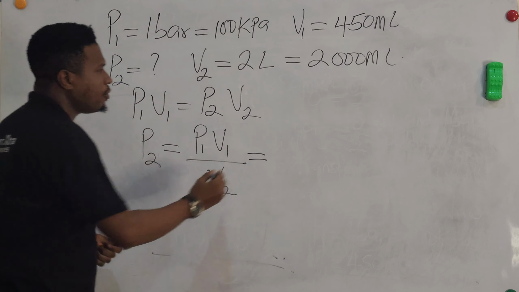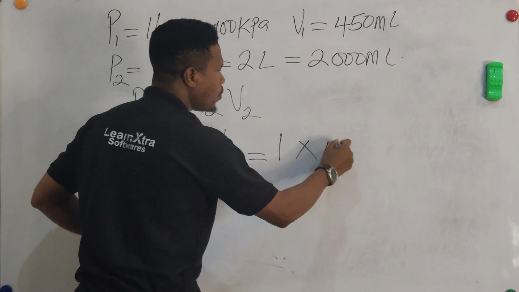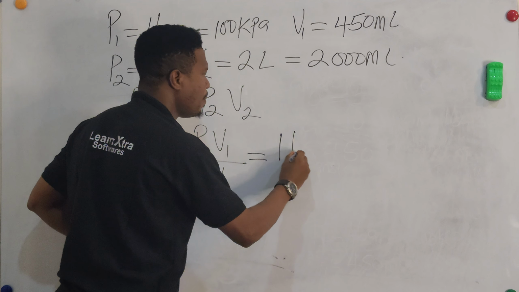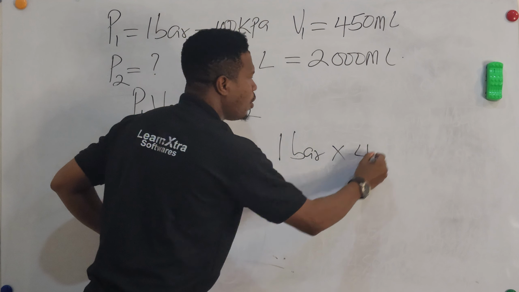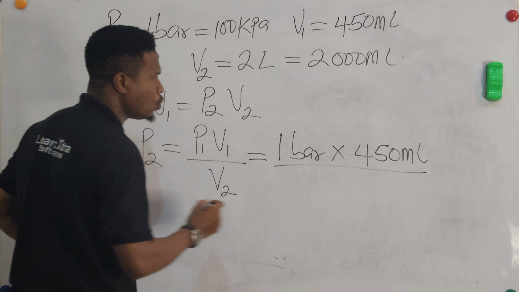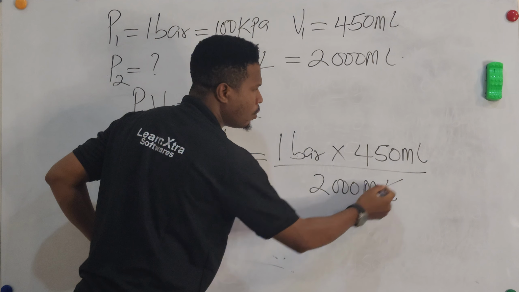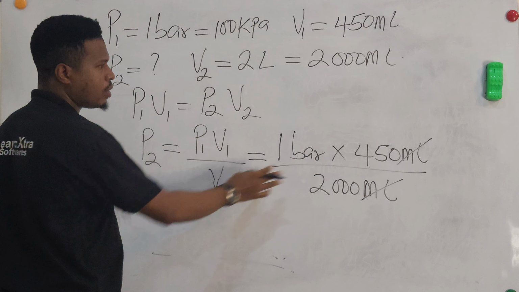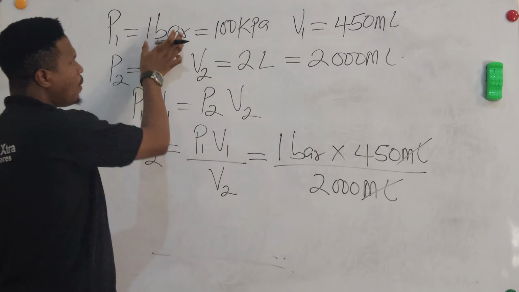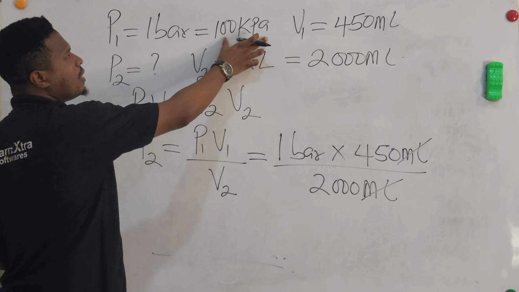So we're going to have 1 times V1. V1 is 450. Let's work with units: 1 bar times 450 ml all over V2, which is 2000 ml. ml will cancel ml, and what is left is bar. Like I've told you, since we are looking for the answer in bar, I am working with bar. If I'm looking for an answer in kilopascal, I'll work with kilopascal.